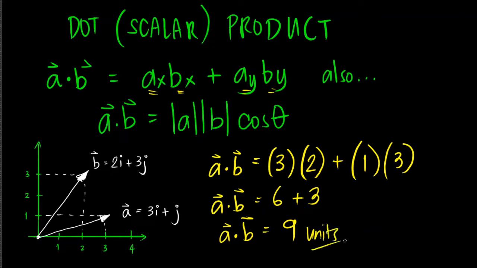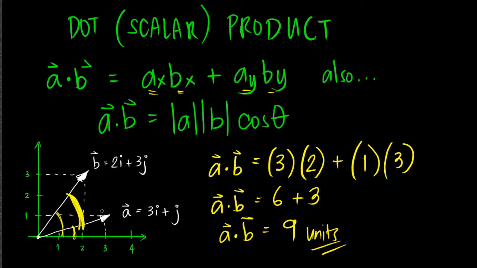So, it's 9 units. Okay, now let's talk about the angle. You know the angle for vector A, and you also know the angle for vector B. Now, what if I ask you, what is the angle between these two vectors? You might say the angle of B minus the angle of A is the angle between them.